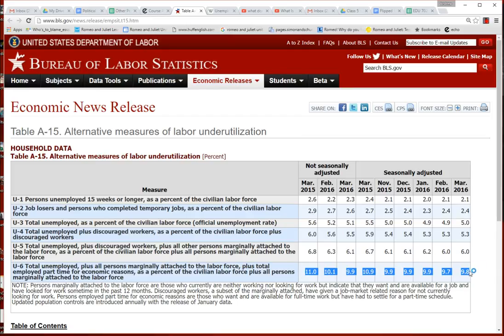So the question that I pose to you is: is U3 the most honest way of looking at who is and isn't unemployed? Is this 5% really honest? Are we really at 5% of people that are unemployed? Or should we be counting these other numbers? I'll leave that up to you to decide.